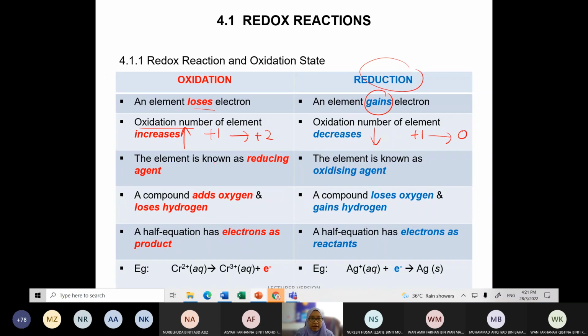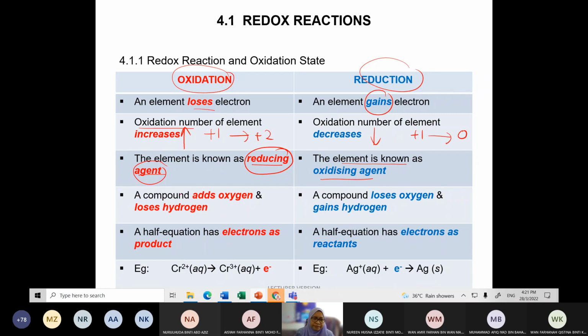The element is known as reducing agent, like I said just now, when it undergoes oxidation. Dia menyebabkan orang lain reduce. That's why reducing agent, dia menyebabkan orang lain reduce, tapi dia itself undergoes oxidation. Same goes for reduction. The element is known as oxidizing agent. It causes others to oxidize, but dia itself undergoes reduction.